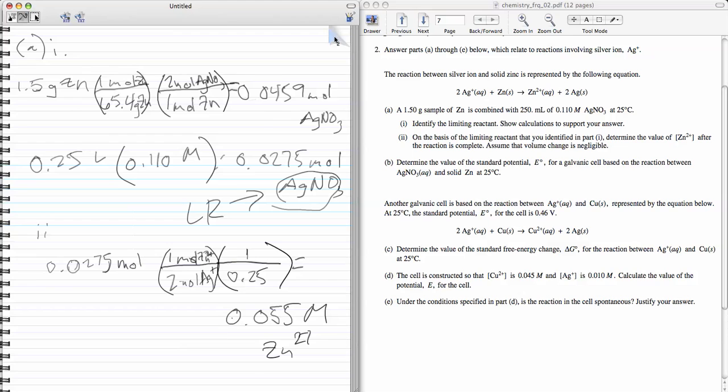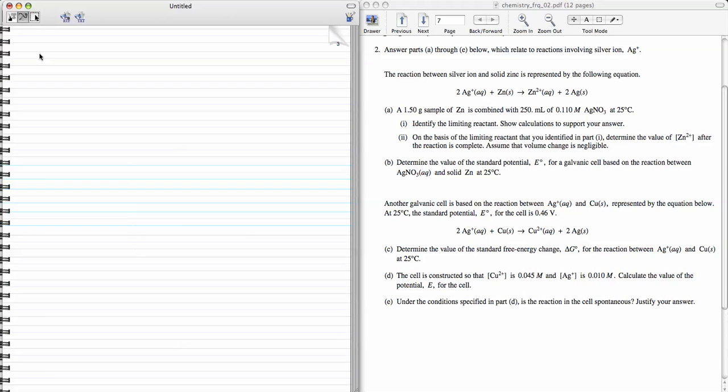Okay, and so the next part it asks for part B here. It's asking us to solve for the standard potential, so E, between this reaction. So we have two half reactions here, right? So we have the silver plus going to solid silver, so we need an electron there.